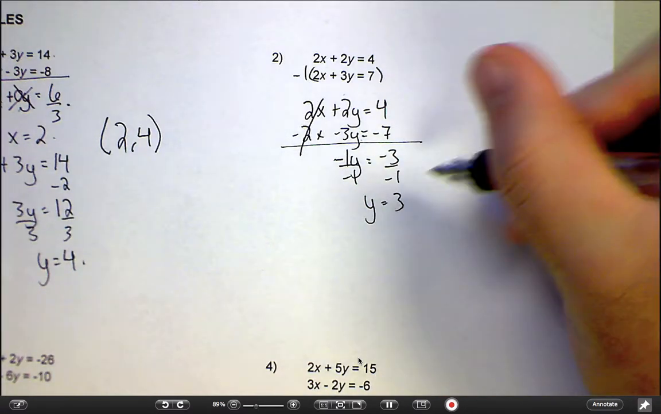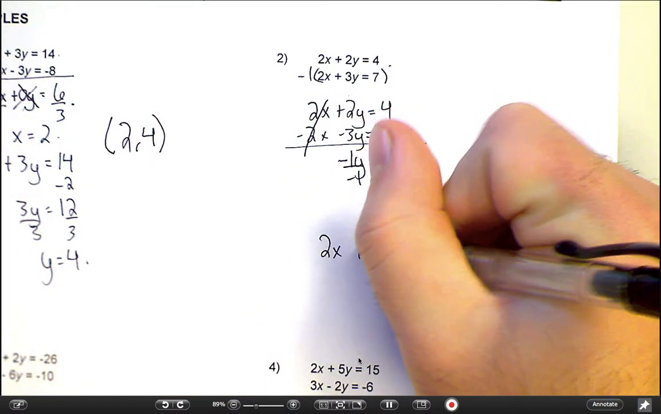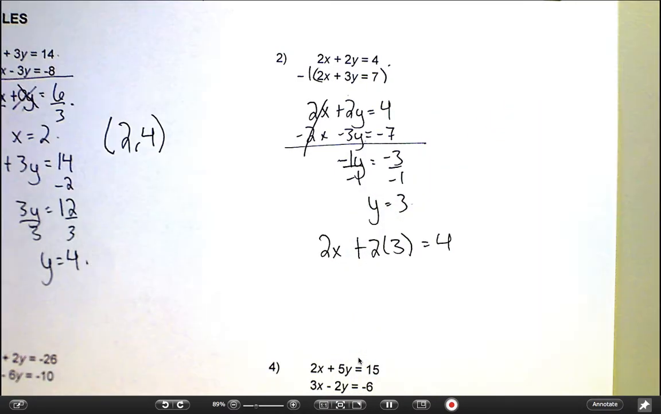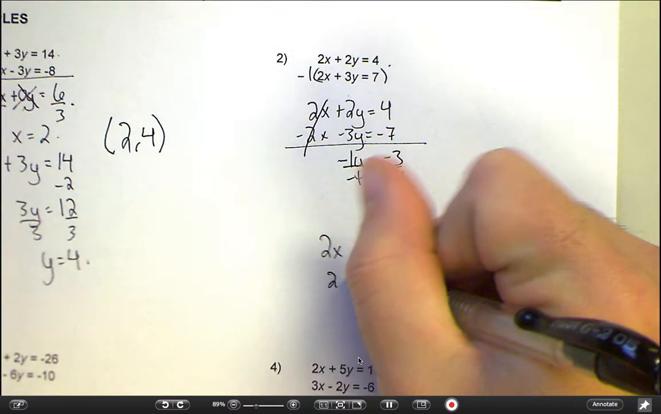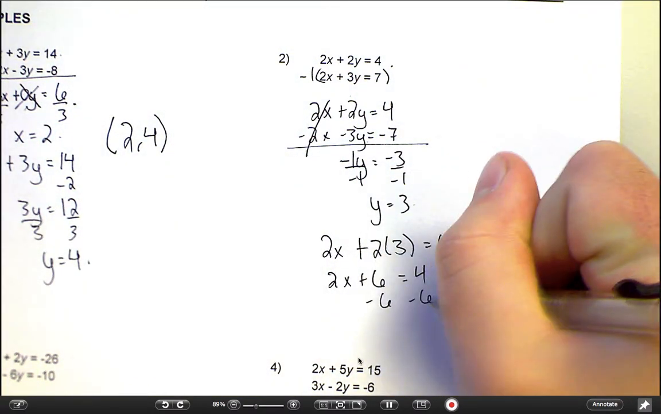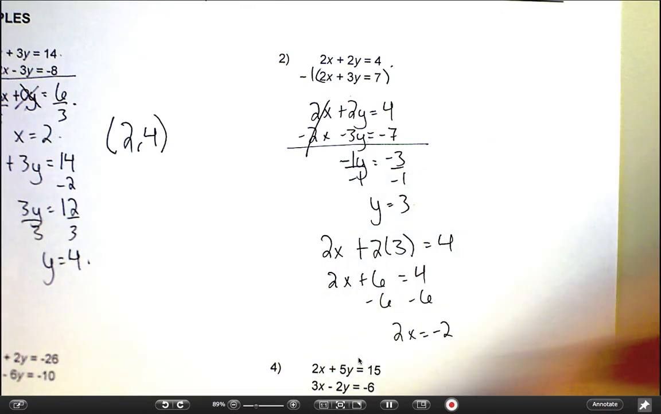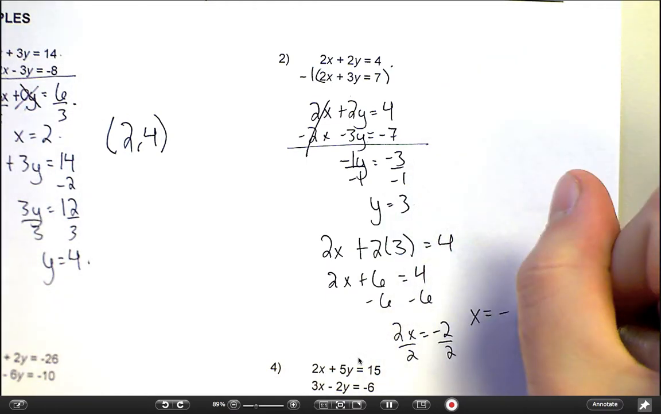Okay, again, last thing is to plug that back into my first equation. So I'll have 2x plus 2 times 3 is equal to 4. And again, it doesn't really matter which equation I plug into. This one I decided to go all the way back to the first one, but it doesn't actually matter. Okay, if I do that, I have 2x plus 6 is equal to 4. I can then subtract the 6 on both sides, and I'll have 2x is equal to negative 2, divide by 2, divide by 2, and I have x equals negative 1.